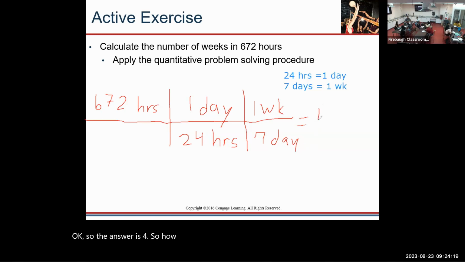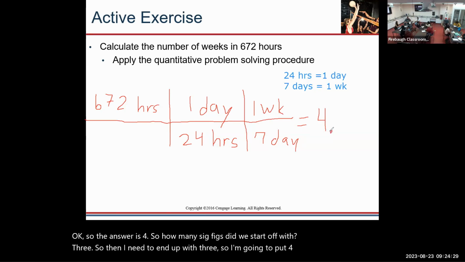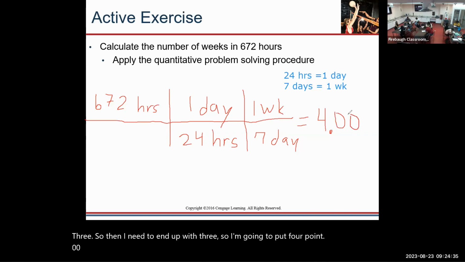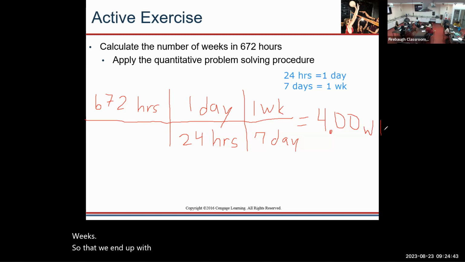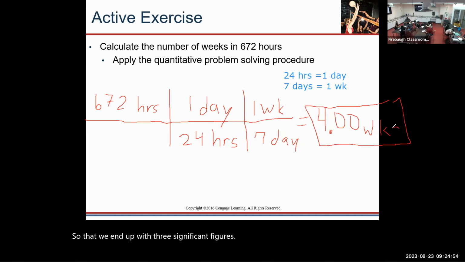So how many sig figs did we start off with? 3. So then I need to end up with 3. So I'm going to have to put 4.00, so that we end up with 3 significant figures. Okay, questions, concerns?